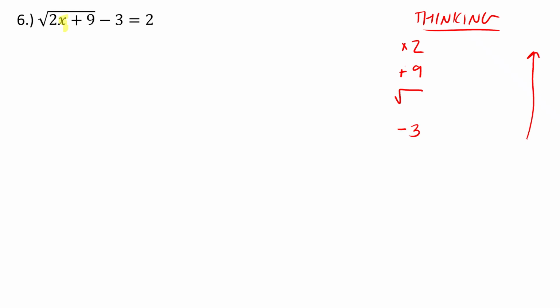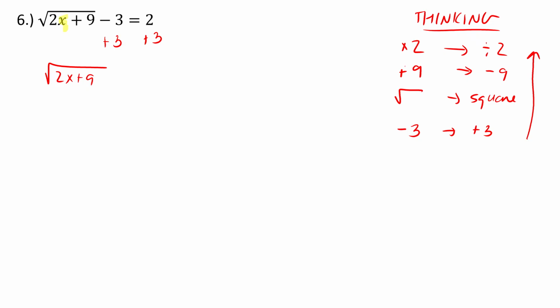So my solution will be add 3. Then we'll square it. Then we will subtract 9. And then we will divide by 2. So you're basically unweaving all of that. And now that we've got our game plan, let's go ahead and do it. We will add 3 to both sides. That effectively isolates our radical. Negative 3 plus 3 is 0. 2 plus 3 is 5.